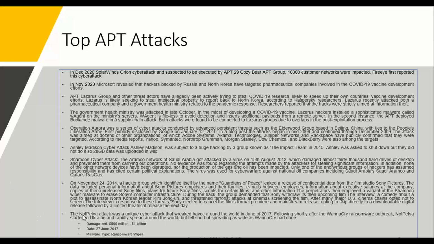And then, as I mentioned earlier, the NotPetya attack was a unique cyber attack that wreaked havoc around the world in June 2017, which was immediately followed by the WannaCry ransomware outbreak. NotPetya started in Ukraine and rapidly spread around the world. It caused damage of almost $500 million to $1 billion. The malware type was ransomware, but the kind of attack was an APT attack, carried out by a suspected Russian group called the Black Energy APT group.